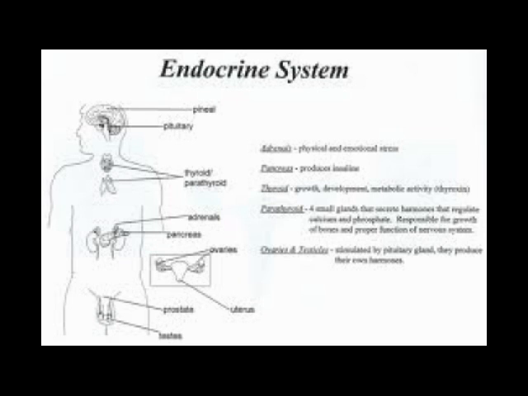What else does the anterior pituitary gland produce? Let's see. It also says ACTH. What does ACTH stand for? Can someone tell me? Let's turn the page. Page 205. Adrenocorticotropic. Adrenal, medulla, and cortex.